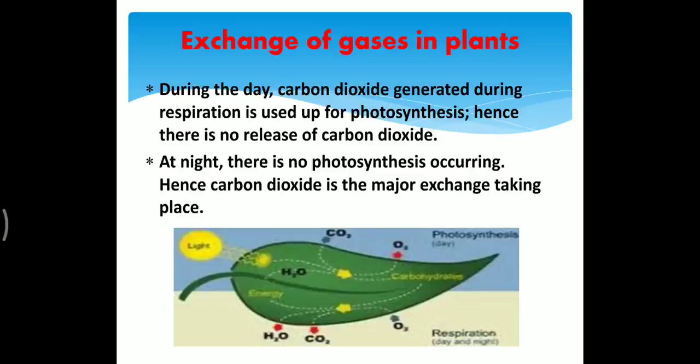Breaking down of the food and getting energy, even they need oxygen, but their requirement of carbon dioxide for photosynthesis is very, very much more than their release of carbon dioxide during respiration. Hence, there is no release of carbon dioxide. Most of the daytime, plants don't release carbon dioxide at all during respiration, because that carbon dioxide is used for photosynthesis. At night, there is no photosynthesis occurring, so carbon dioxide is the major exchange taking place.